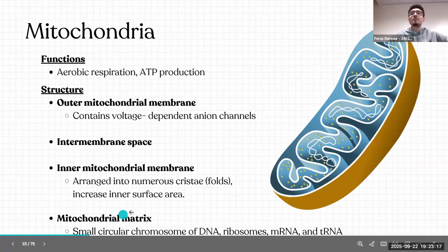Inside the mitochondrial matrix, it's important to note that we can find traces of DNA, ribosomes, mRNA, and tRNA. And all of these are encoding for mitochondrial enzymes. All right?